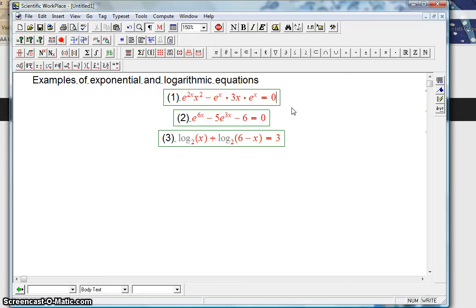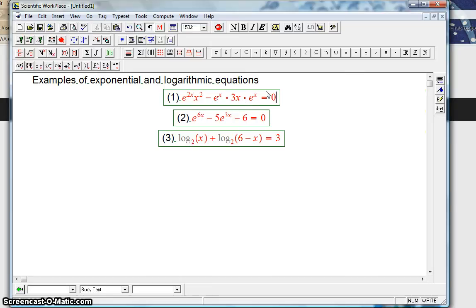So, three examples, hopefully quick, of exponential and logarithmic equations. Actually, probably four examples. But here's the first one. Here's an equation that looks kind of daunting. It's got e's and it's got x squared, x polynomials and stuff in it.